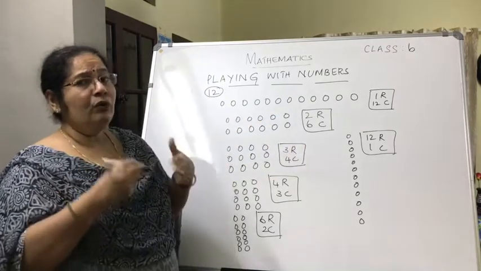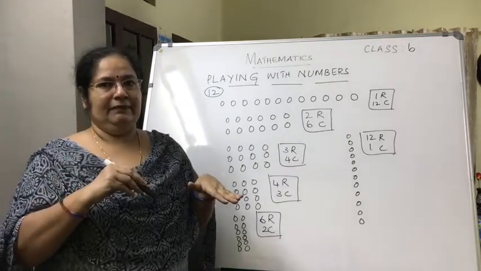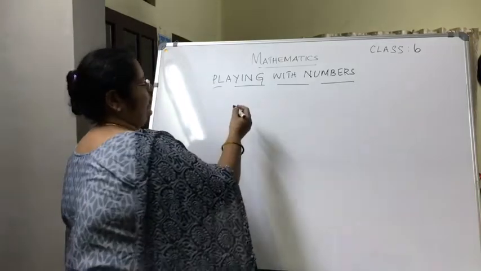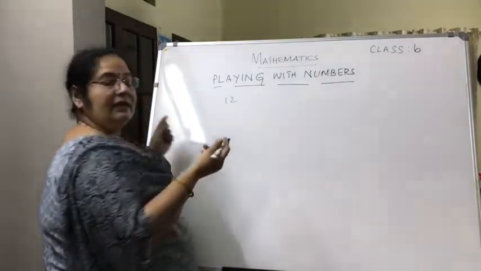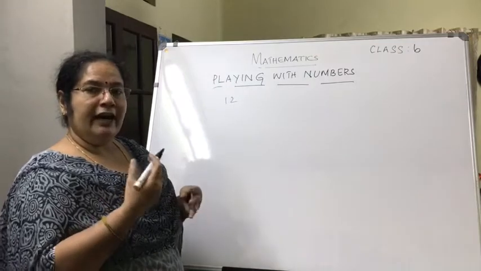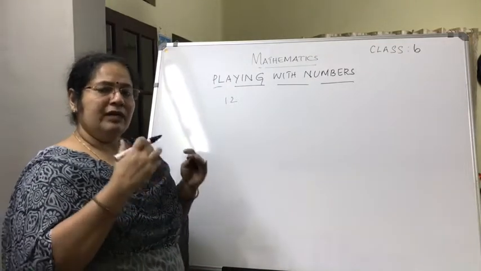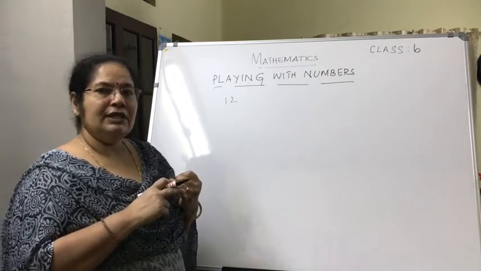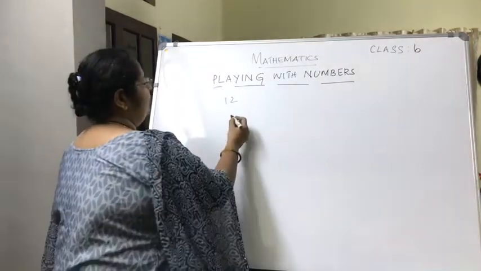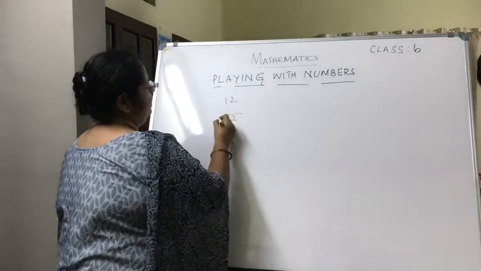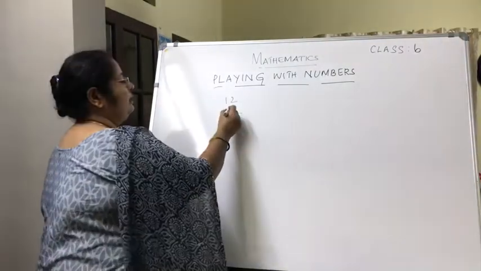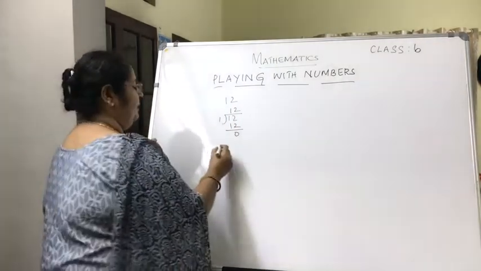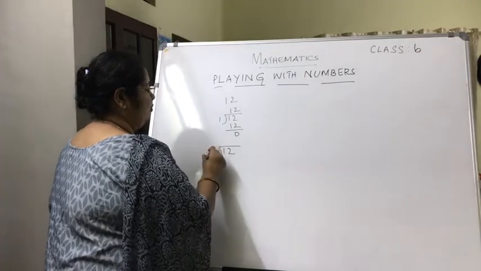Now we will see how you are going to get the factors. Take the number 12 itself. Now let us go on dividing this 12 with 1, 2, 3, 4, etc. and see about the quotient and the remainder. So I am going to divide 12 with 1. When 12 is divided by 1, the quotient is 12, the remainder is 0. Now I am going to divide 12 with 2.